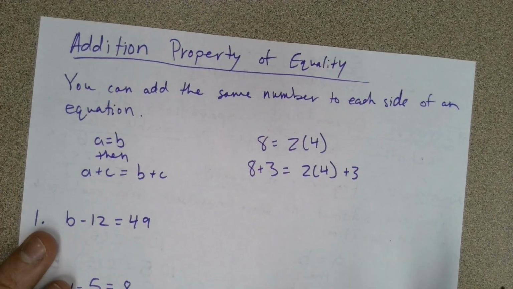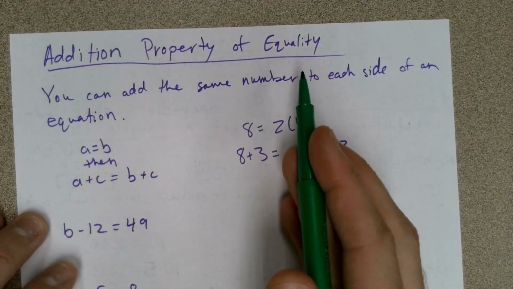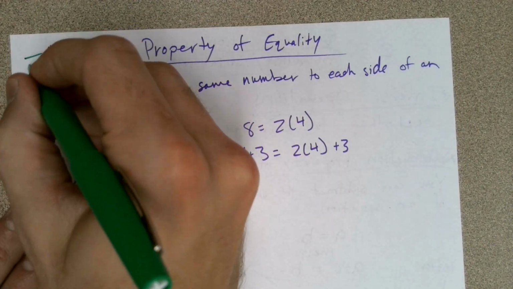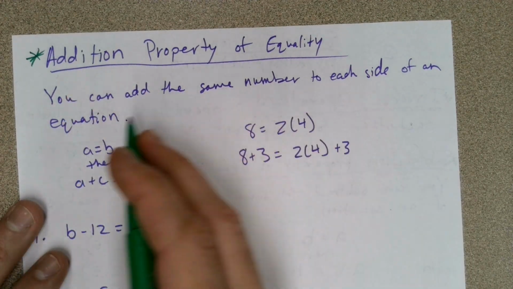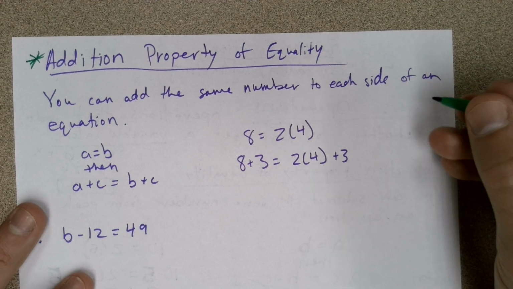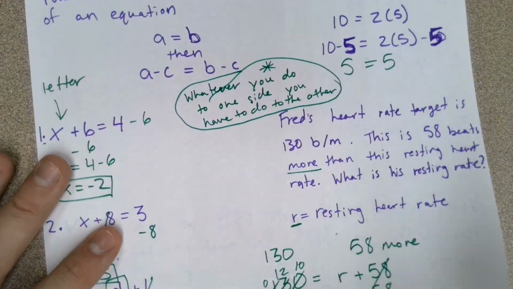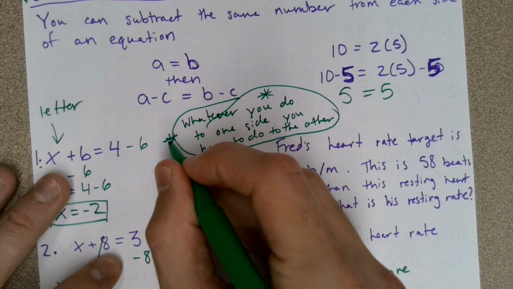On to the next. Our next property, the addition property of equality. Same thing as the subtraction, other than we're going to be adding. You can add the same number to each side of the equation. Whatever you do to one side, you have to do to the other. We're using this rule again. Most important rule for the day. Whatever you do to one side, you have to do to the other.